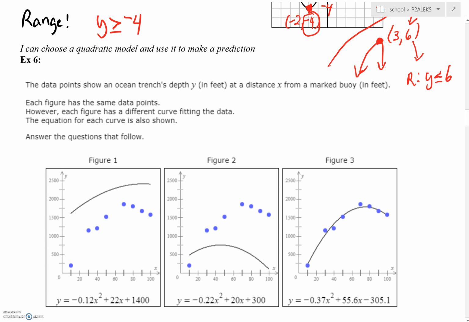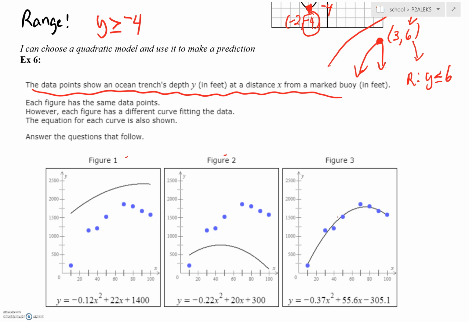All right. Here's a last problem. I can choose a quadratic model. Imagine that these blue dots that you're seeing are data points. They're data points that show an ocean trench's depth at a distance X from a marked buoy. So the depth is in Y, and X is your distance from the marked buoy. So as you just look at figure 1, figure 2, and figure 3, you got to ask yourself which of these 3 curves fits the data the best.